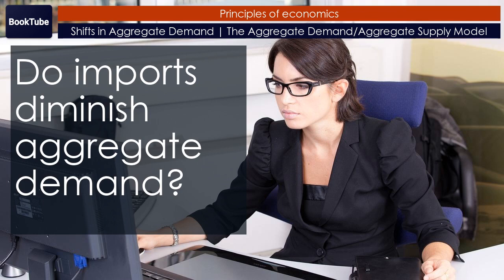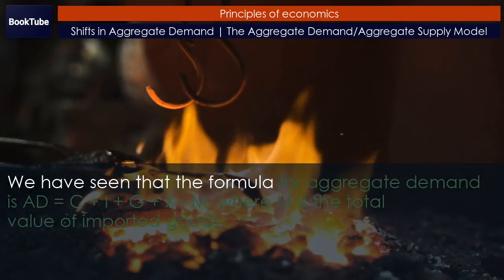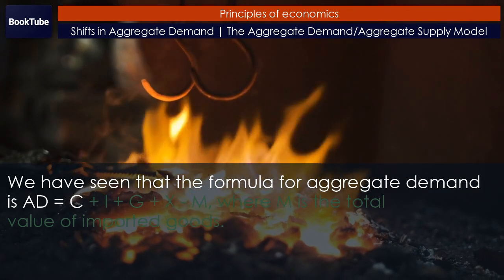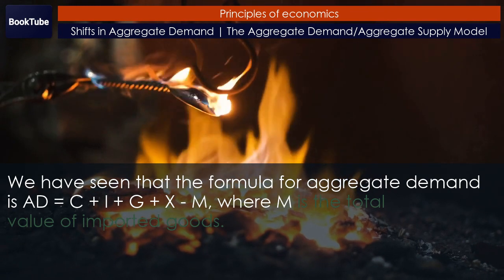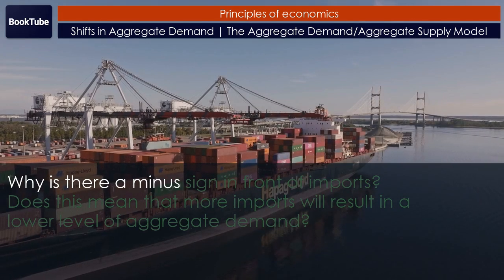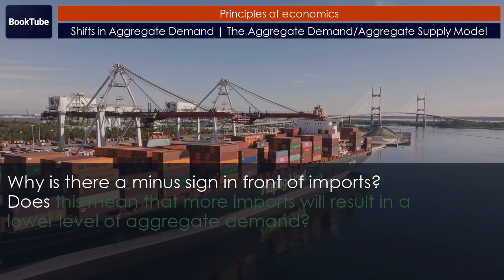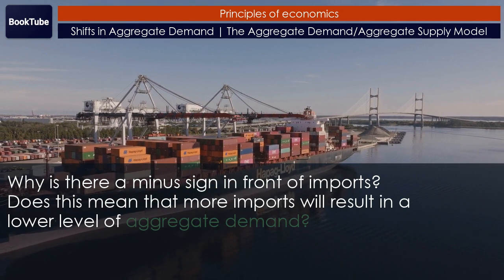Do imports diminish aggregate demand? We have seen that the formula for aggregate demand is AD equals C plus I plus G plus X minus M, where M is the total value of imported goods. Why is there a minus sign in front of imports? Does this mean that more imports will result in a lower level of aggregate demand?